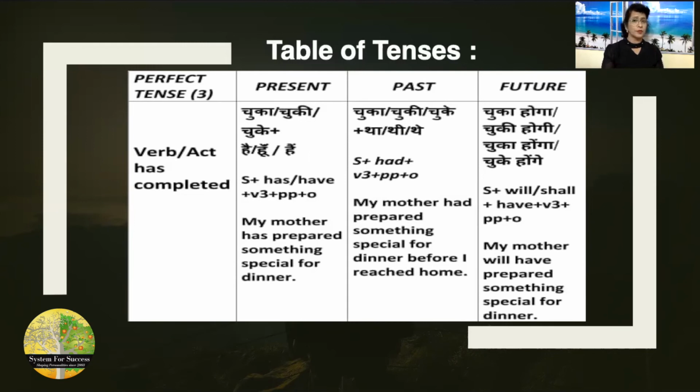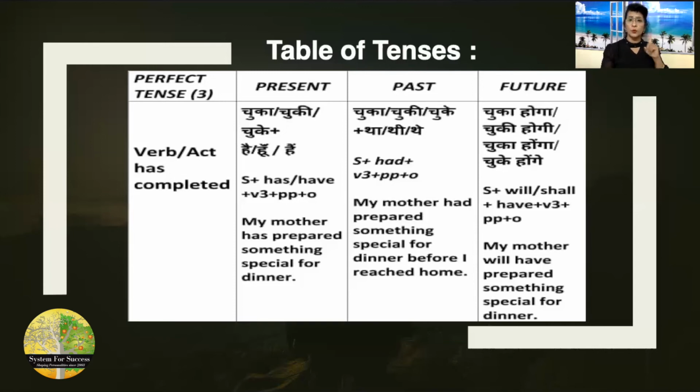plus preposition plus object. Past tense, चुका था, चुके थे, चुकी थी. Here the helping verb is special verb. Why we call it special verb? Because it is one of the modals. But has, have, had हम जब कभी भी लगाएंगे तो इनके बाद हमेशा हमने वर्ब की थर्ड फॉर्म लगानी है.